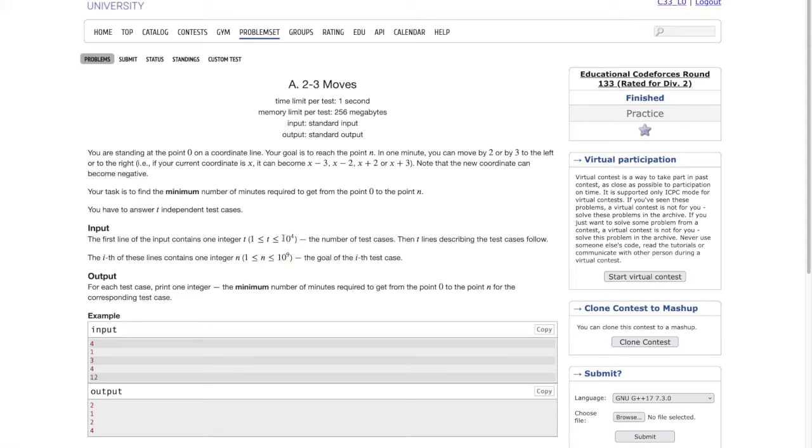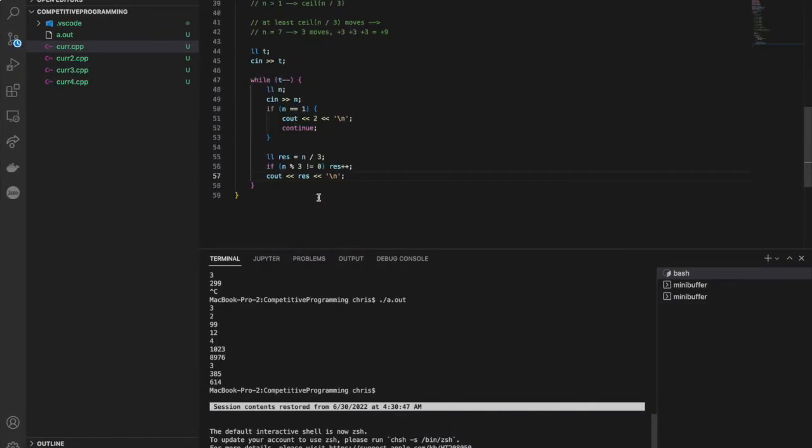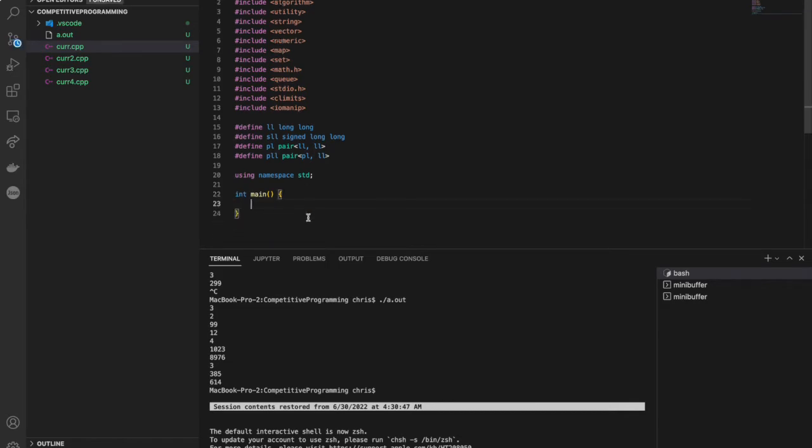Based on these constraints, we have to solve it in O(1) time, or some constant time. And we need to output the minimum number of minutes for each one. All right, cool. Let's think about this one real quick. I'm going to delete this and get a blank canvas right here.